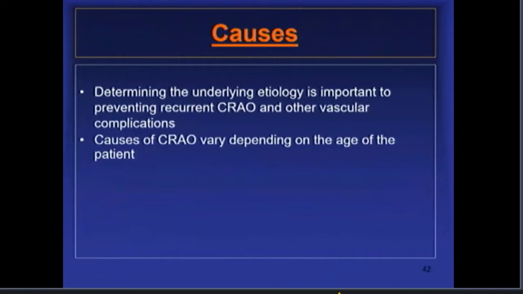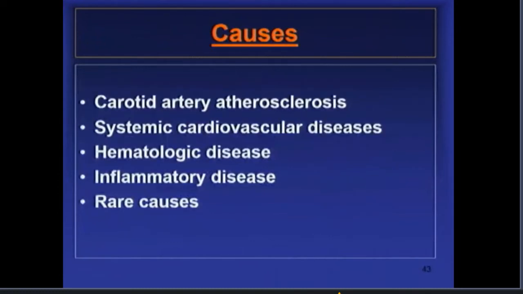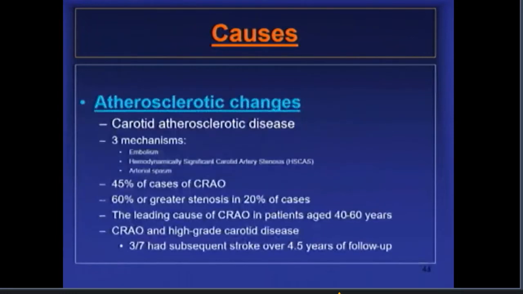Causes of central retinal artery occlusion vary depending on the age of the patients, and you have to think about carotid artery atherosclerosis, systemic cardiovascular disease, hematological disease, inflammatory disease, and rare causes. So, if you look for the atherosclerotic changes, we have to think about carotid atherosclerotic disease. We have 3 mechanisms: either thromboemboli, hemodynamically significant carotid artery stenosis, and arterial spasm.